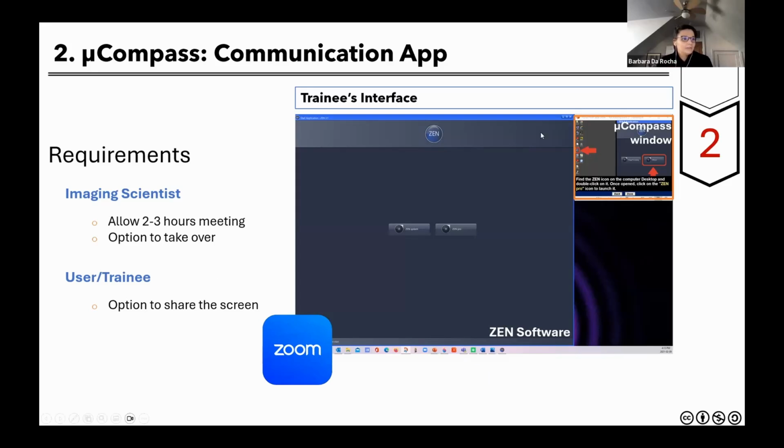Basically, what you see here is the training interface. What they will have on the computer is the Zen software, the imaging software, on the left side, and side by side, the PowerPoint that has been reduced, so you don't need to juggle between two windows. This is what will be shared by the trainee for the trainer. The trainer will be able to see what is going on in the imaging software, as well as where the trainee is within the training.